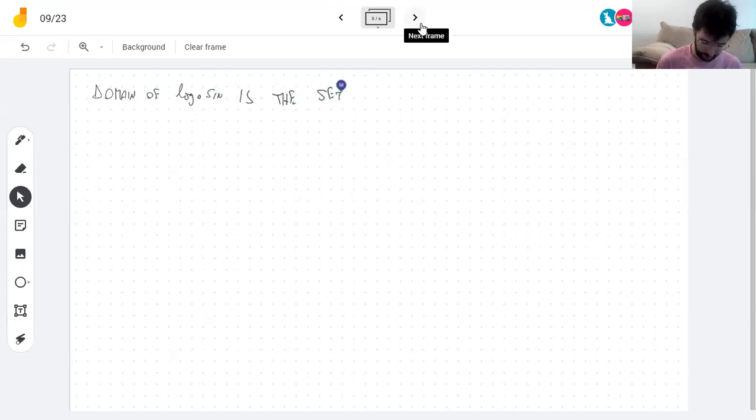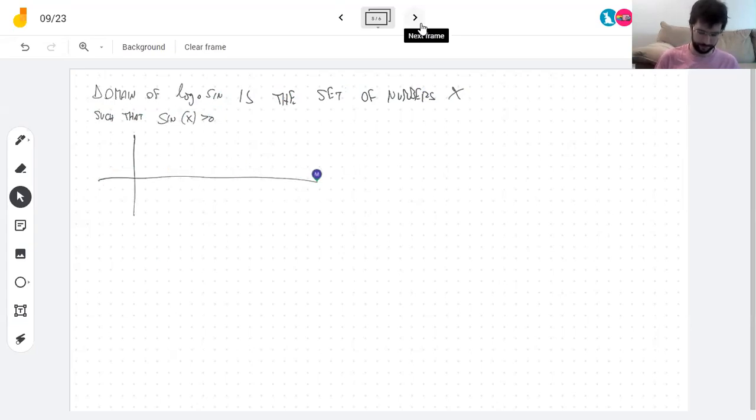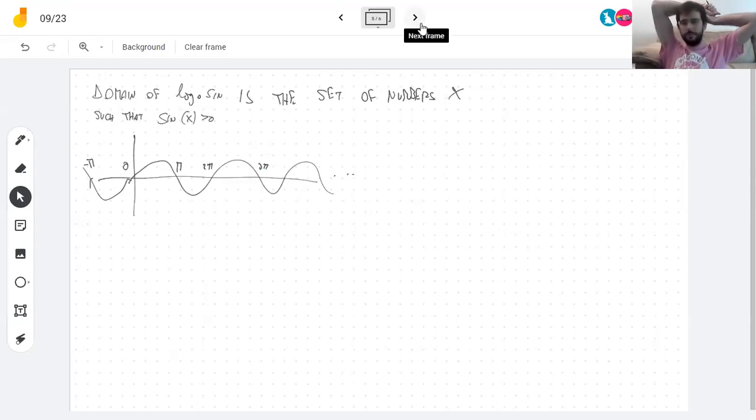The set of numbers such that sine of x is positive. So what is the set of numbers? Well, I can do the graph of sine. I know it's 0 at 0, pi, 2 pi, 3 pi. Someone help me.